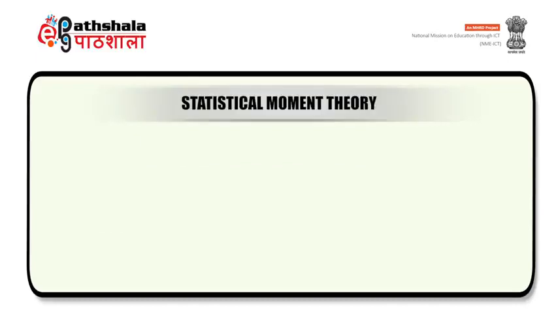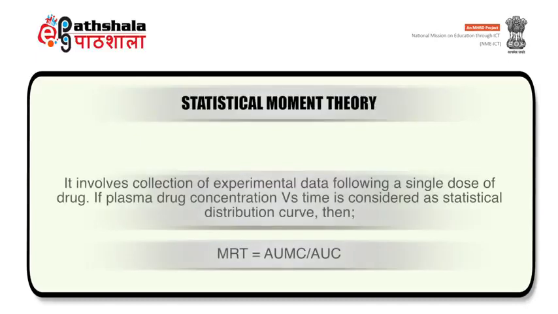Now coming to statistical moment theory, this involves collection of experimental data following a single dose of drug. If plasma drug concentration versus time is considered as a statistical distribution curve, then MRT is equal to AUMC divided by AUC. AUMC is the area under the moment curve and MRT is the mean residence time.